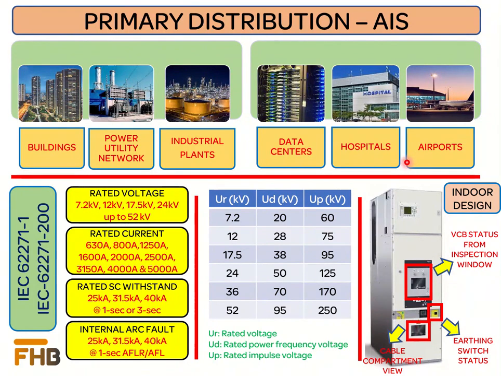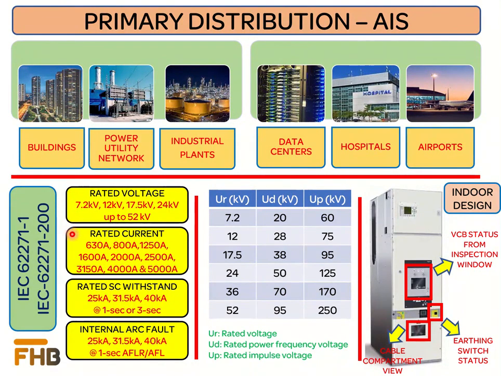IEC 62271-1 and IEC 62271-200 define the requirements for metal enclosed high voltage switchgear and controlgear for rated voltage above 1 kV and up to 52 kV. Most commonly available rated voltages for AIS are 7.2 kV, 12 kV, 17.5 kV and 24 kV. However, for special requirement, manufacturer designs are available up to 52 kV.